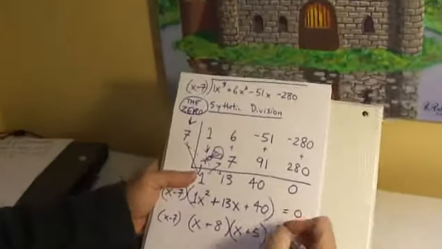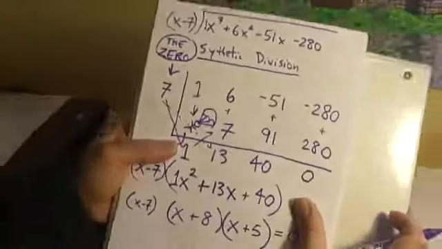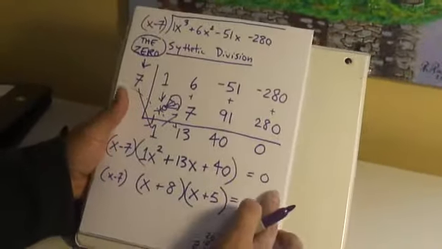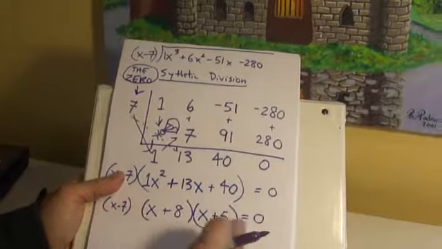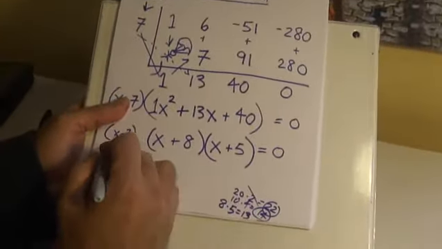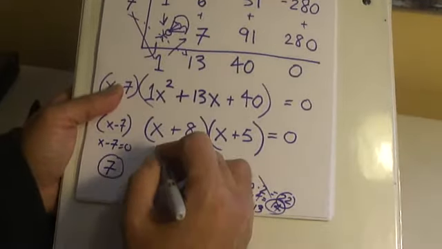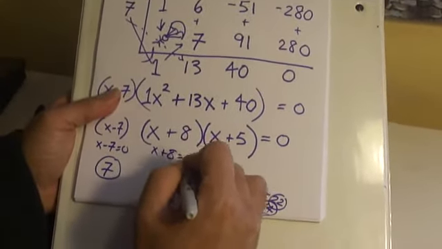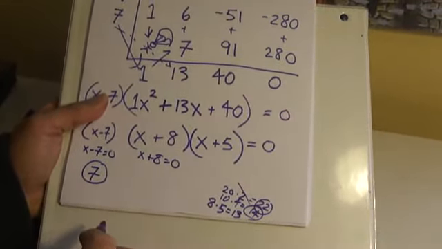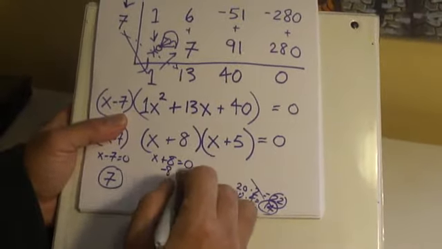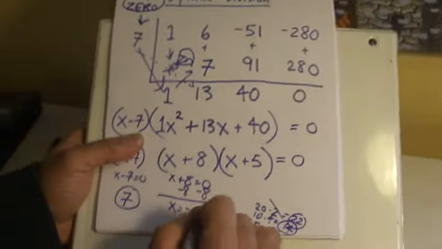So we set it all equal to 0, which is what our original problem was asking us, right? Set it equal to 0, and, well, do you remember the trick? We set the first binomial equal to 0, x minus 7 equals 0. We solve that, we get 7. x plus 8 equals 0. What plus 8 equals 0? Isolate. Subtract 8, x equals negative 8.